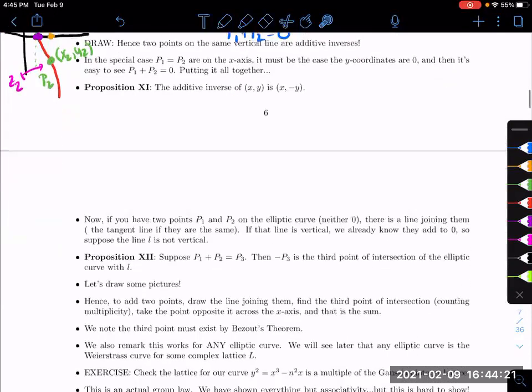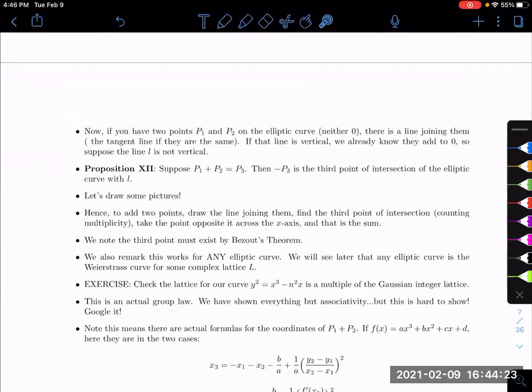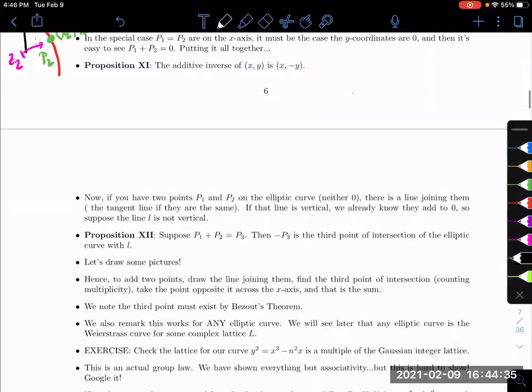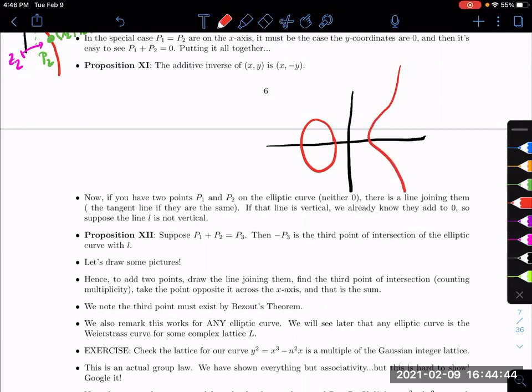So next, what you can observe is the following. Let's say I have two points on the elliptic curve, neither one of them the point at infinity, neither one of them the additive identity. Okay, so let's draw this. I'll just use the same kind of, well, I'll put a little second component over here, just because. So let's say that's my elliptic curve.